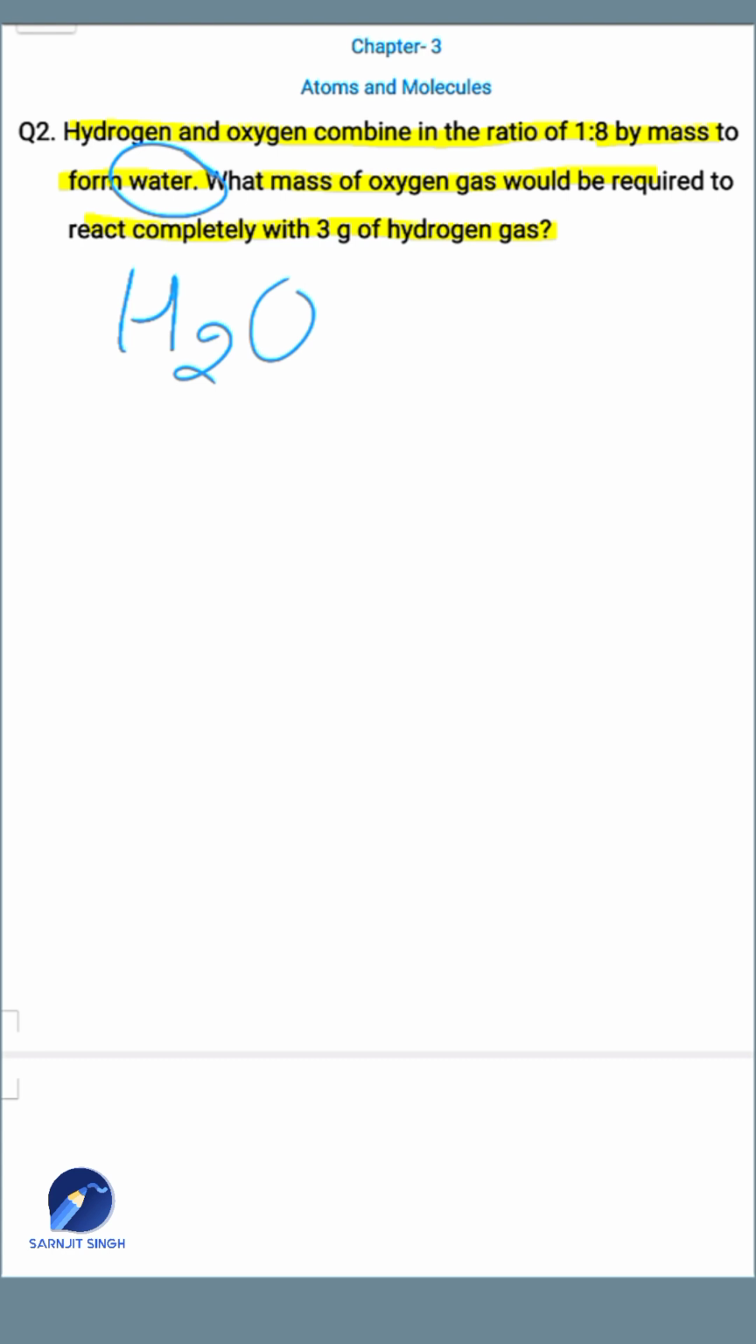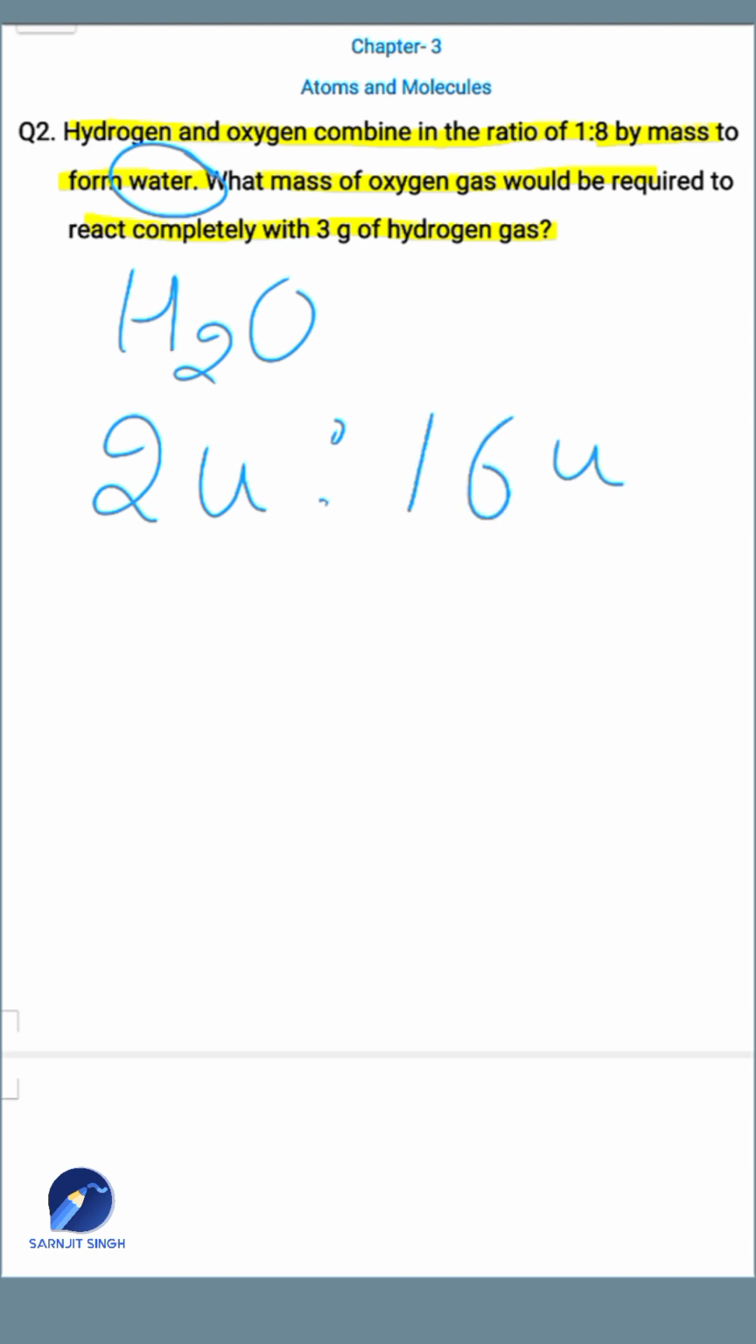In the case of water, we need to understand that 2 atoms of hydrogen react with 1 atom of oxygen. So 2 atoms of hydrogen completely react with 1 atom of oxygen. That is the meaning of the law of constant proportion in the case of water. So the mass ratio of hydrogen and oxygen is 2 unit mass and 16 unit mass.